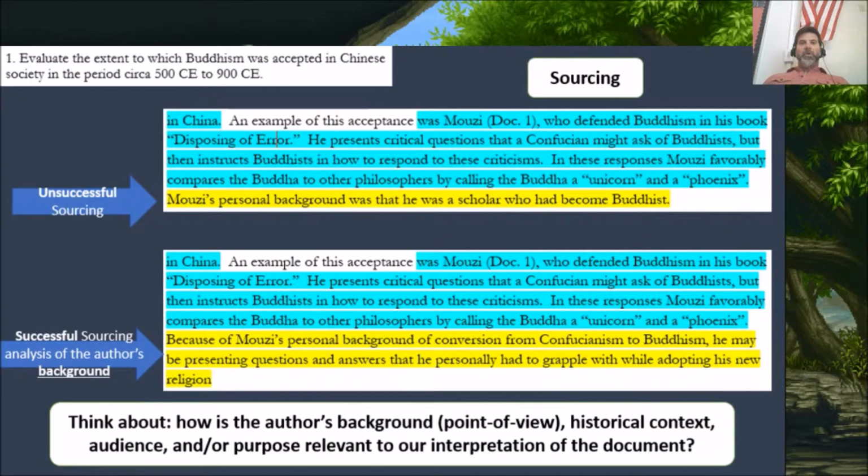Now, for a moment, I'd like to home in on what we really mean, once again, when we talk about sourcing, and to compare this unsuccessful type of sourcing to this successful sourcing analysis. And you can see the big difference here is that you're not just explaining what the author's personal background was, but really thinking about how that is important. How is that relevant? How does that motivate what he is or is not saying to us in this document? So once again, taking that extra leap of why that is important, how that is important, is the key for understanding sourcing.